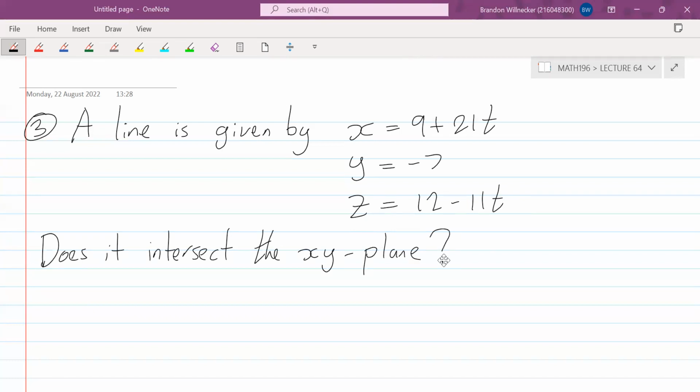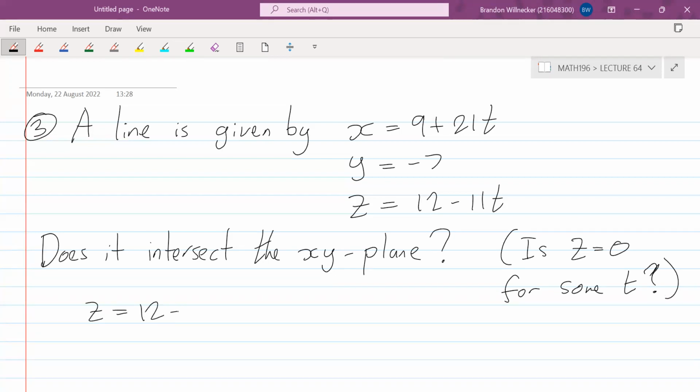Okay, so if it's going to intersect the xy plane, then an equivalent question is, is z ever 0? Is z equal 0 for some t? Okay, so that's an equivalent question to ask. Okay, so let's work it out. Can this line ever go through the xy plane? So the same question, if we take z, which is 12 minus 11t, and we set this equal to 0, do we get some valid solution?